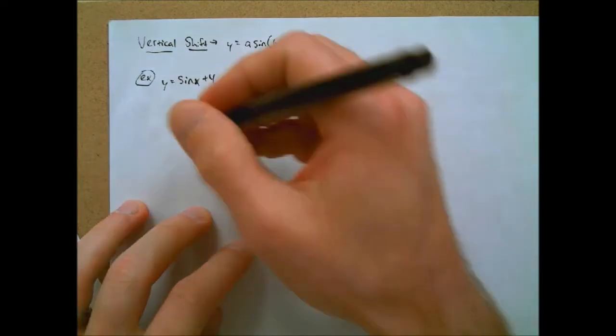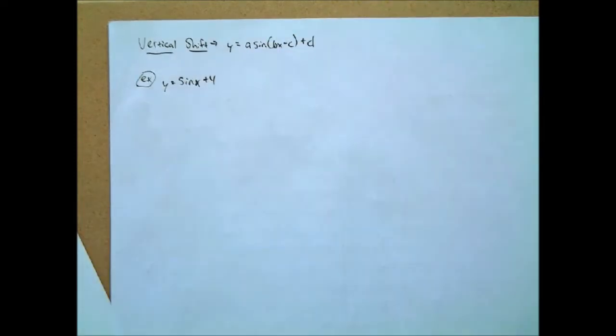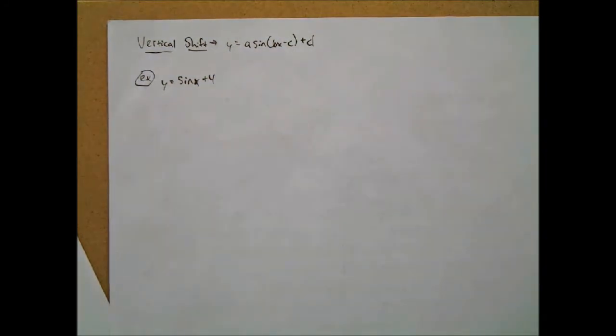So anyway, this plus four here, we can tell is on the outside of the sine function. Why? Because there's no parentheses. If you have to have parentheses around it in order for it to be inside there, right? So the plus four is on the outside. Don't get that confused.